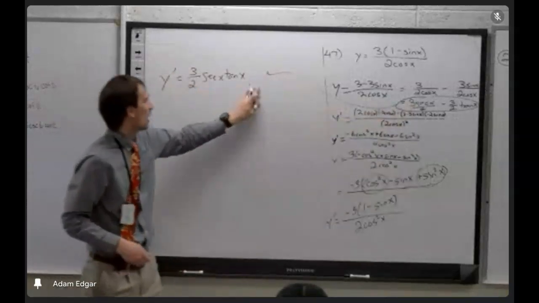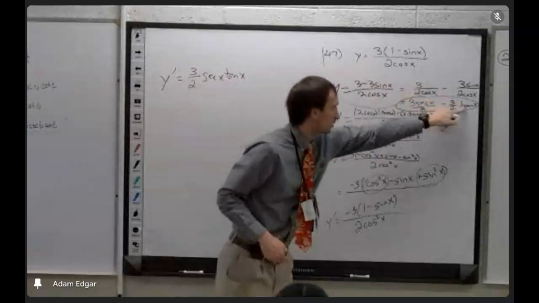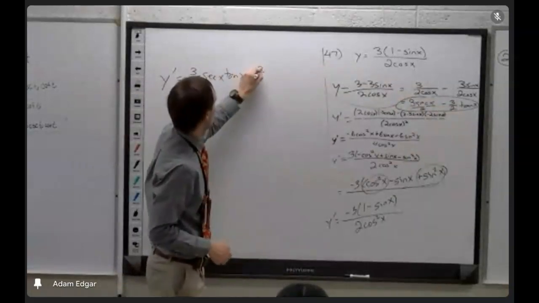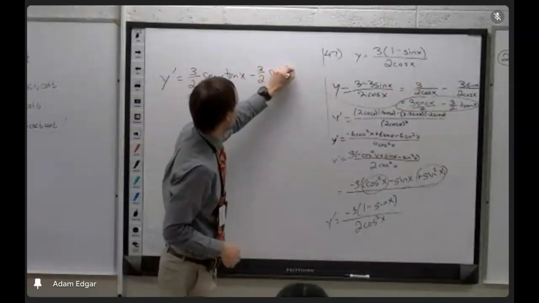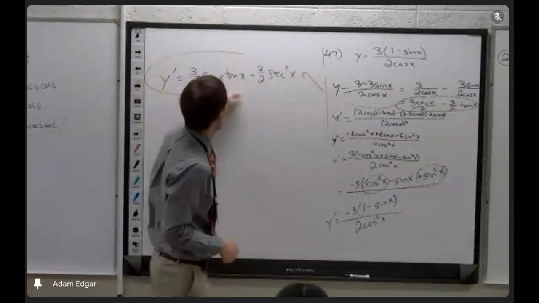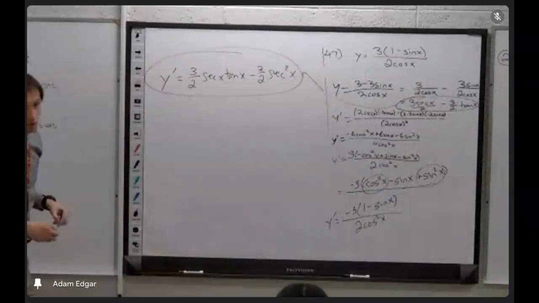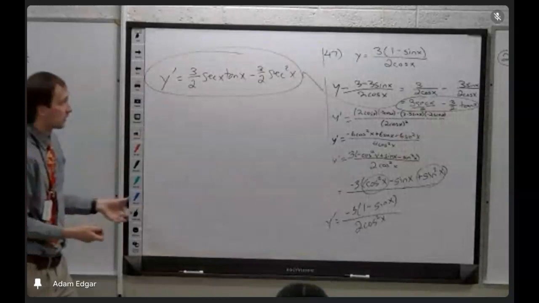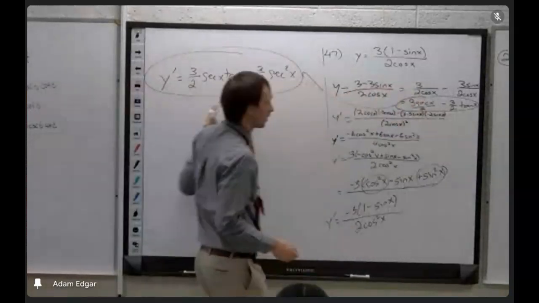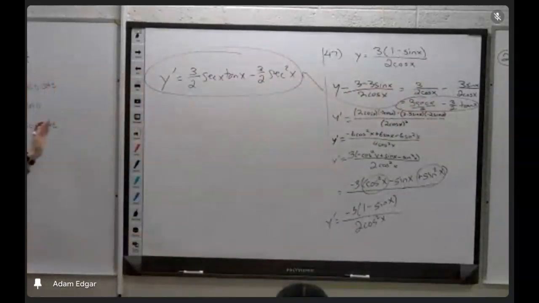And what's the derivative of tangent? Secant squared x. So that would be another way to write the derivative. So 2 pathways. I think this way right here is a little easier. It's more efficient. It's fewer steps. But it requires more knowledge of your trig identities.